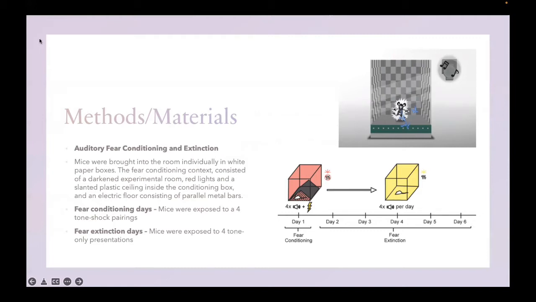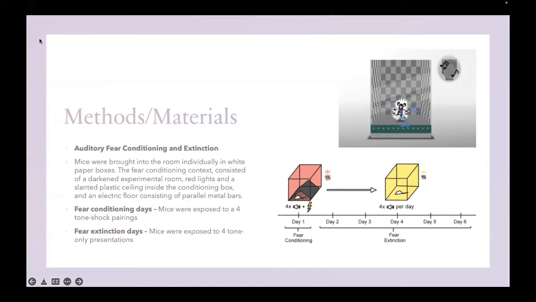On the fear extinction days, mice were allowed to roam the chamber for 2 minutes, which is the pre-tone period, and they were exposed to 4 tones with no shock delivery. This experiment demonstrates how the mice react when an adverse stimulus, the shock, is introduced and then removed.